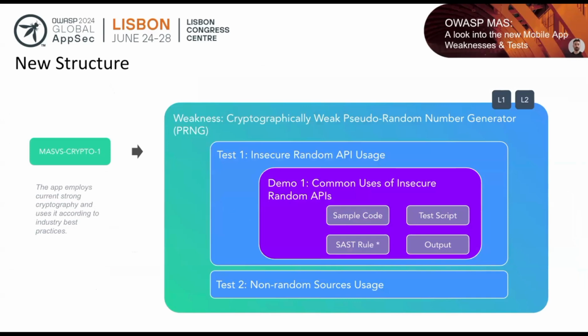So this is more or less how it looks like. You have an MASVS control that, as you see here, is very high level. Just, okay, the app should employ current cryptography according to best practices, but what exactly? So now you have the weaknesses to describe that. And one is about pseudo-random generation. So you will have others like weak hashing algorithms, weak encryption algorithms, and everything that you can imagine.